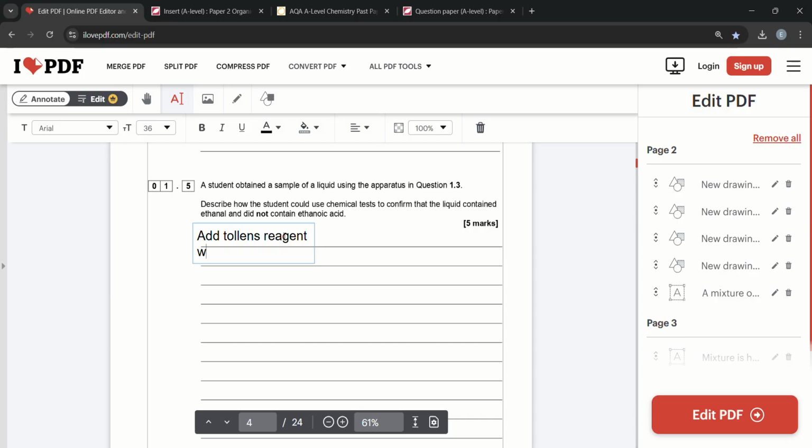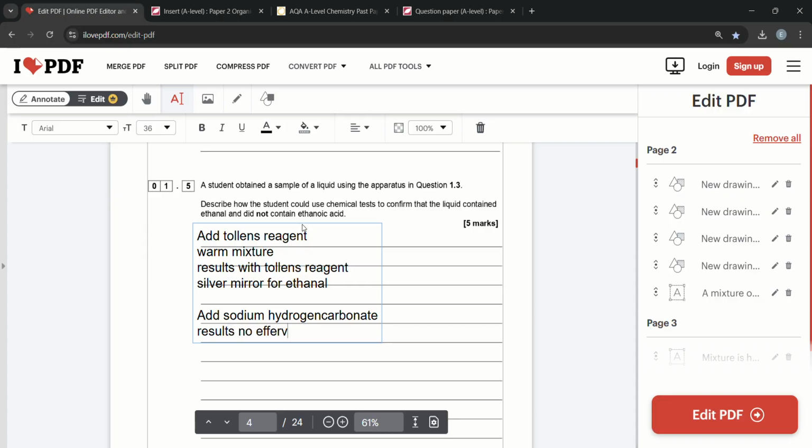and warm the mixture, and what will happen is the result with Tollens' reagent, a silver mirror, is for an aldehyde. And then to confirm the absence of ethanoic acid, add sodium hydrogen carbonate. Result: no effervescence observed, hence no ethanoic acid present.